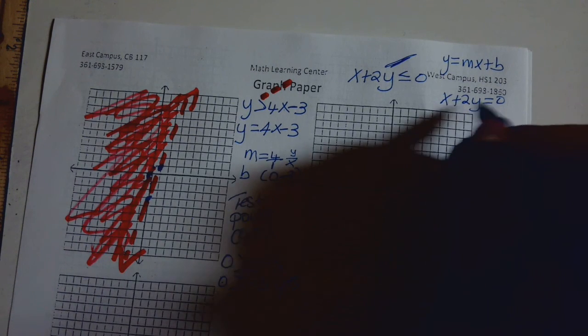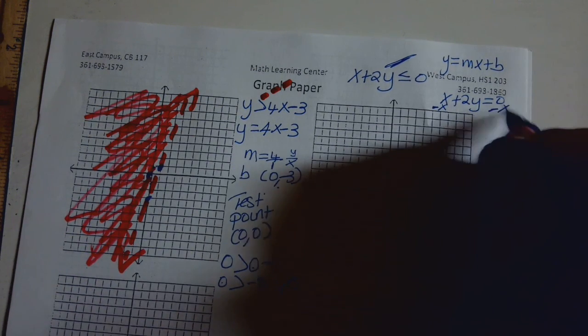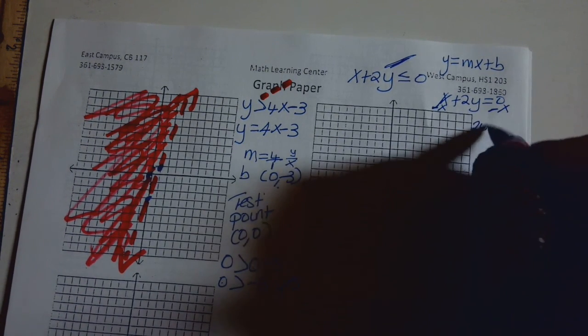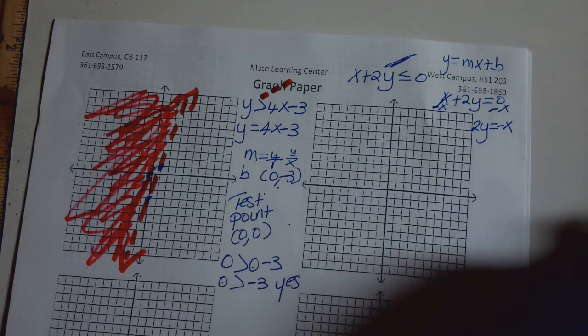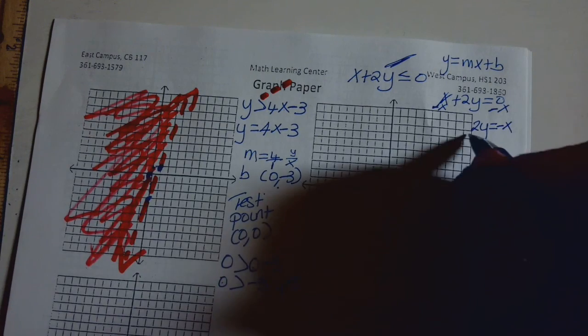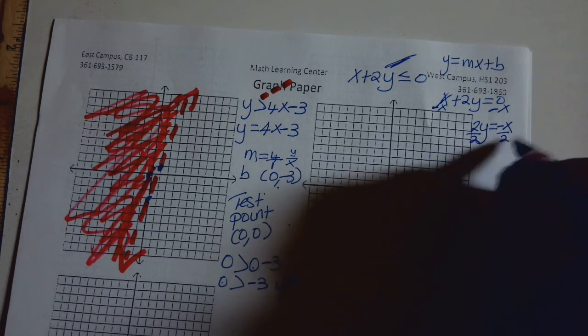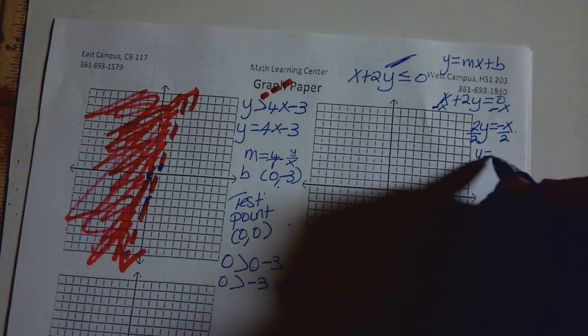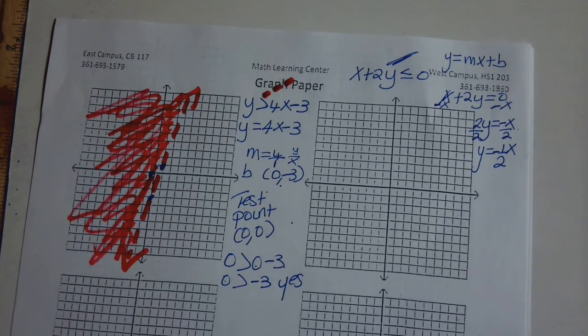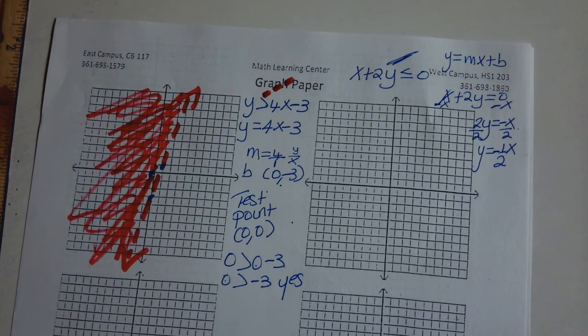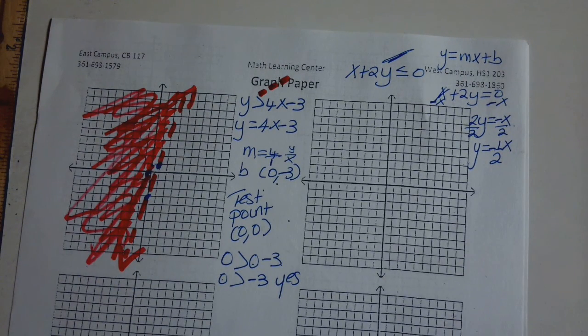So we're going to solve for y, so that means I don't need the x, so subtract the x. So then I've got 2y equals 0 minus x, which is just negative x, right? And then divide by 2. So y is equal to negative x over 2, which is the same as saying negative 1/2 times x. Okay, they're one and the same. So that means I can go ahead and plot my points.